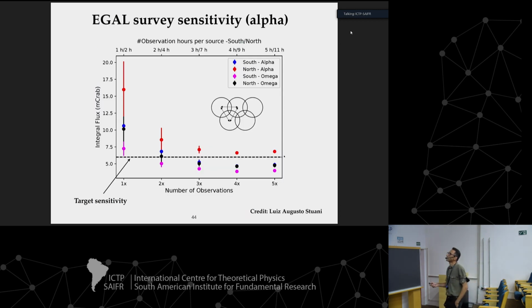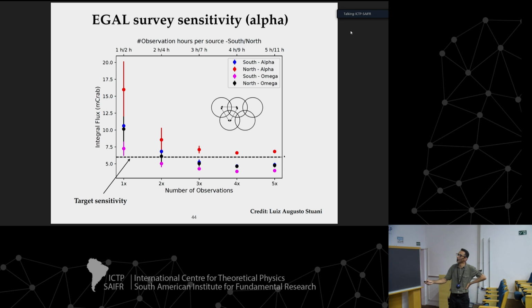So here is a preliminary result on that. This is the integral flux, the minimum flux observed using this extragalactic survey as a function of the number of observations. As I told you, sources will be observed more than once as you scan the sky because of those intersections between observation points. And you can see that the more you observe, the smaller is the minimum flux that you are able to measure. Here you see the comparison between omega and alpha configuration, ideal and real configuration for south and north. And this dotted black line points to the target sensitivity.